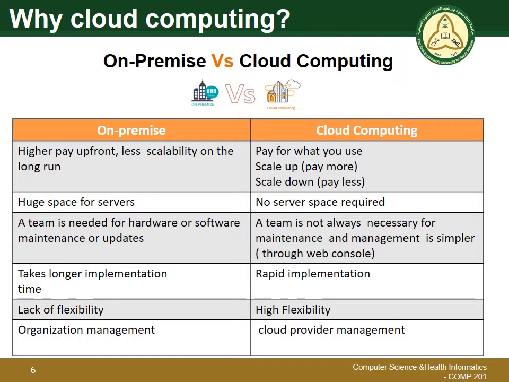This table describes the difference between the traditional way, which we call it on-premise, and the cloud computing. Now, on-premise, you have to pay a lot, we call it upfront, to acquire the IT service, whether it's an infrastructure or software and so on, right? The on-premise is less scalable compared to cloud computing, as we mentioned. You need to bring hard disks to increase the capacity of the server that you bought, right?